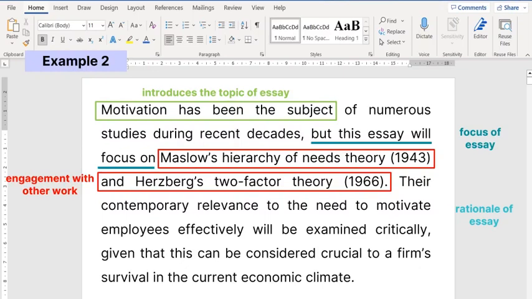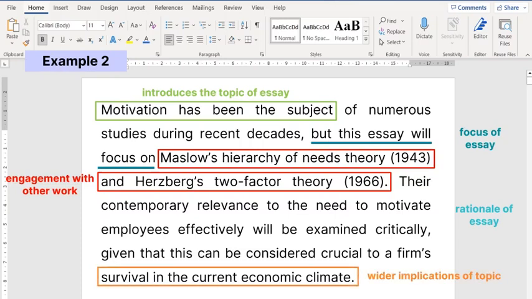It concludes by explaining the importance of effective employee motivation for a firm's survival in the current economic climate, indicating the wider implications of the topic being explored. Overall, this example demonstrates an appropriate level of formality and structure. The language used is clear and concise, making it a good example of academic writing style.